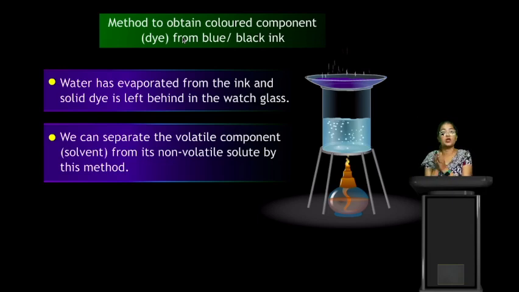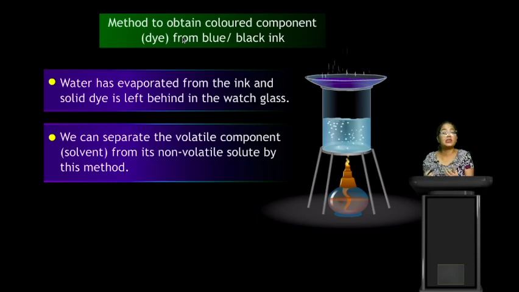So we can separate this volatile component, which is a solvent. In the ink case, the water is the solvent. The water is an evaporating substance. It is a volatile component here. So that is a solvent. This can be separated from its non-volatile solute. Non-volatile, which cannot be evaporated. So that is called a non-volatile solute. The solute here is the solid dye. So this non-volatile solute, that is the solid dye, is separated from the volatile component, that is the solvent, that is water, by this method. So water evaporates and the solid dye, which cannot be evaporated, is left behind in the watch glass. So this is how you separate the ink components.